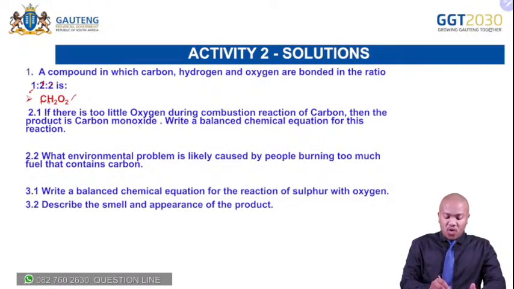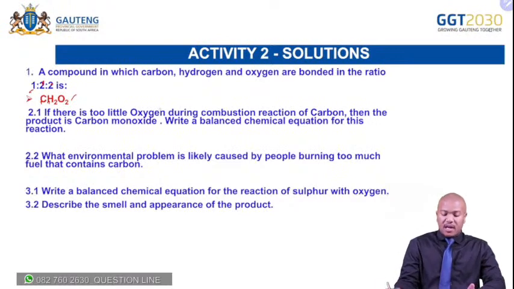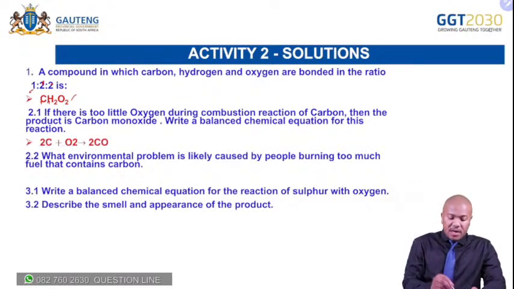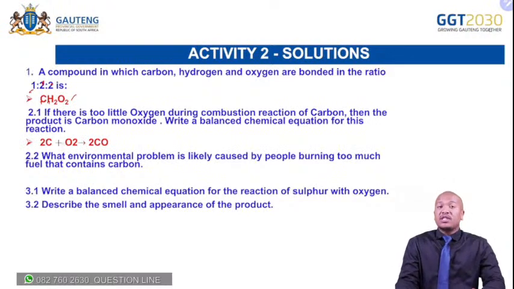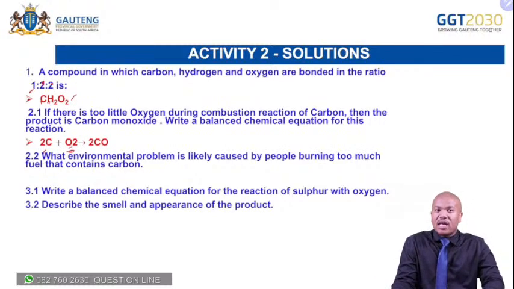If there is too little oxygen during combustion reaction of carbon, then the product is carbon monoxide. Write a balanced chemical equation for this reaction. Your answer is 2C plus O2 equals 2CO, meaning 2 carbons plus 2 oxygens forming 2 carbon monoxide molecules.